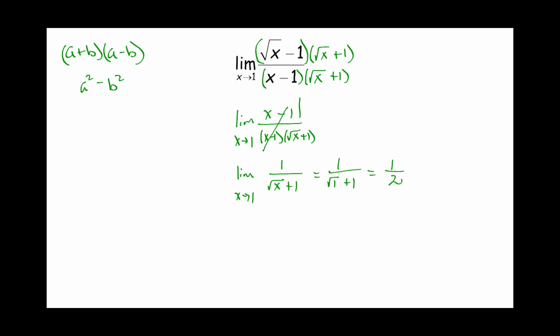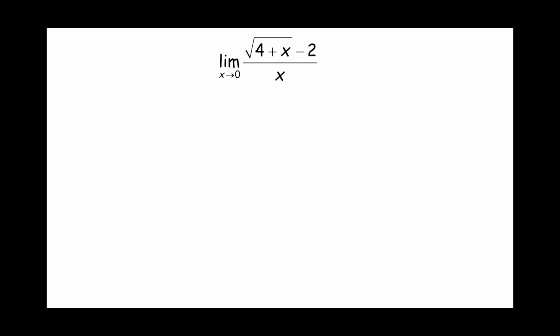So let's take a look at a second example. Now this one's a little more complex. Notice there's a few more terms in the numerator, but the technique is exactly the same. If I were to plug in 0 here, I'm just going to do this over here on the side, I have the square root of 4 plus 0 minus 2 over 0. The square root of 4 is 2, so it's really 2 minus 2 over 0. So this is our 0 over 0 case.